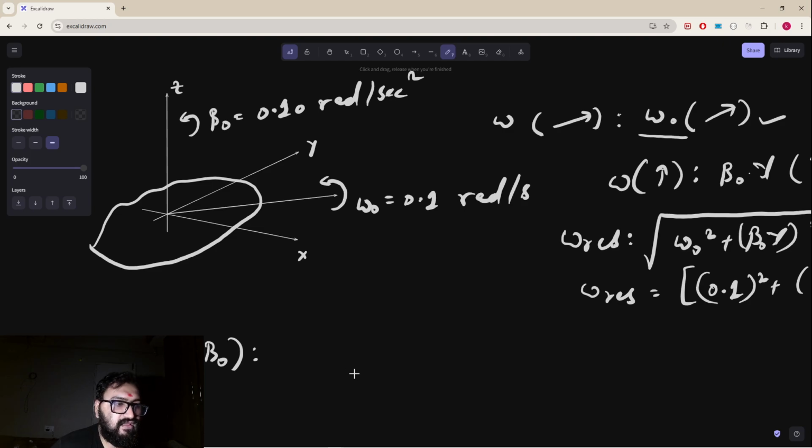But if I focus on the angular velocity in the horizontal plane, I find that its direction is continuously changing, right? At one point of time, the body would be like this. At a second point of time, the body would be at a different position, right?